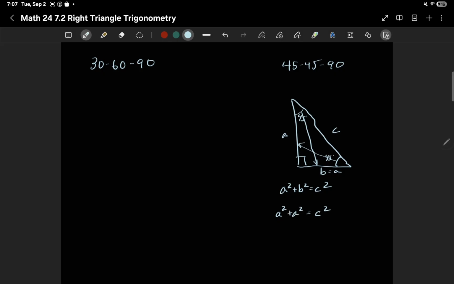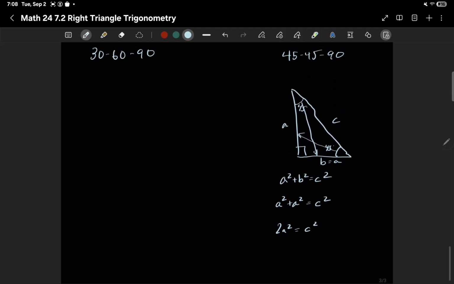And this shorthand only works if it's a 45, 45, 90. A squared plus a squared is 2a squared. And now to figure out what c is, we take the square root of both sides. And so we get the square root of 2 times a is equal to c.